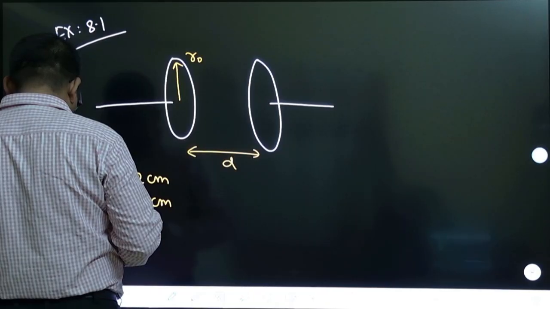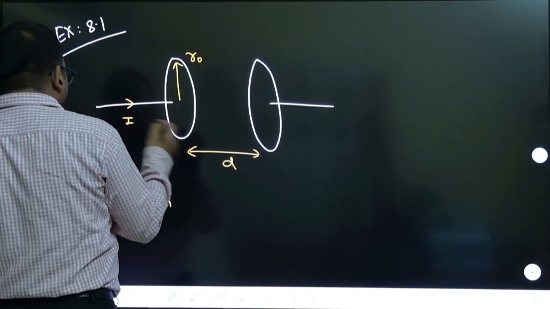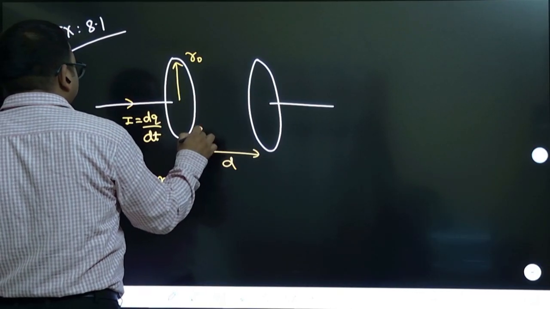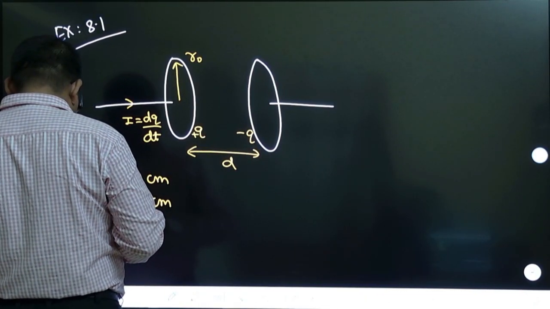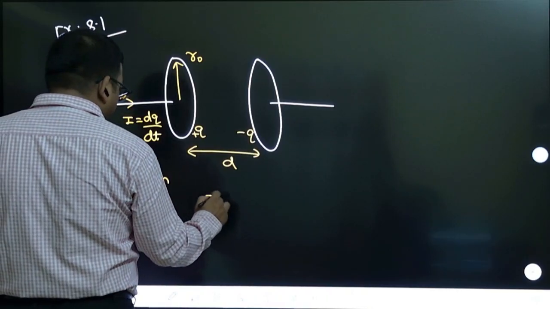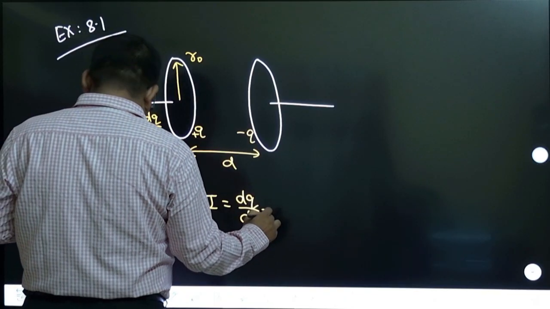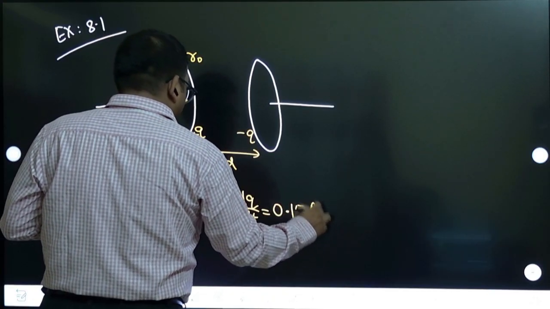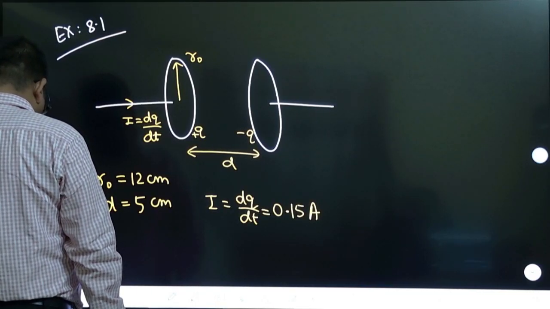So the capacitor is being charged by an external source, not shown. So it is being charged, so current is increasing. I equal to dq by dt. The charge will be developing, some charge plus q, some charge minus q. This charging current is constant. They have said that this current is constant. dq by dt is given here as 0.15 ampere.